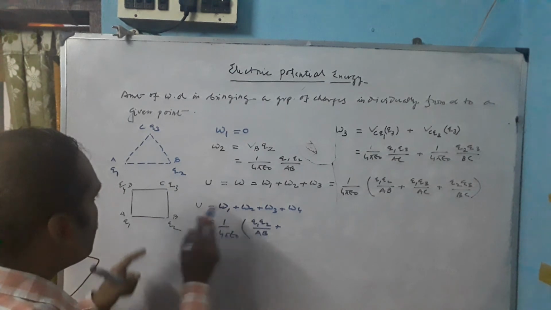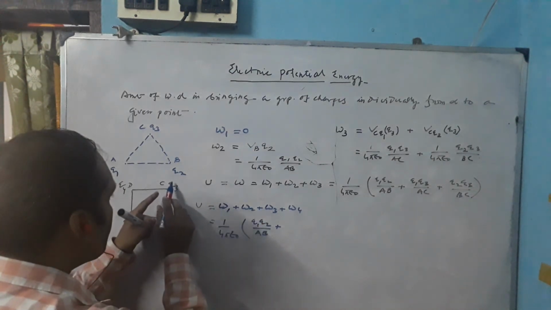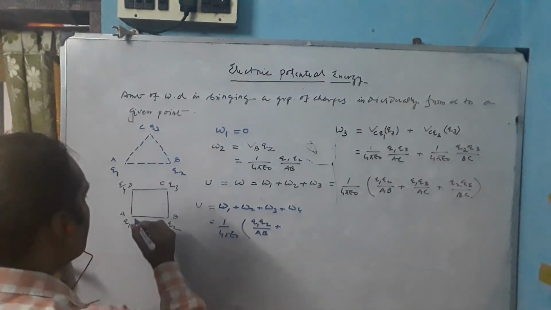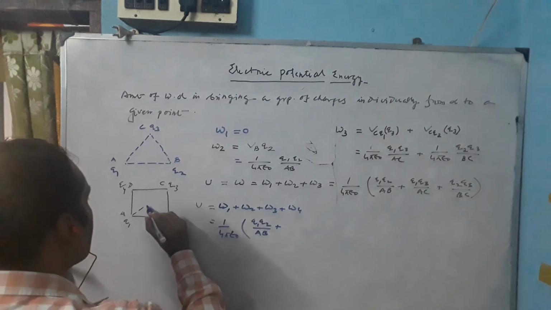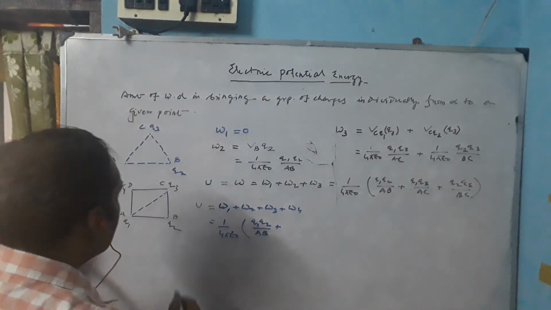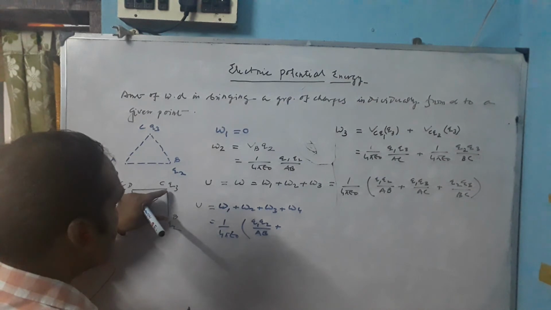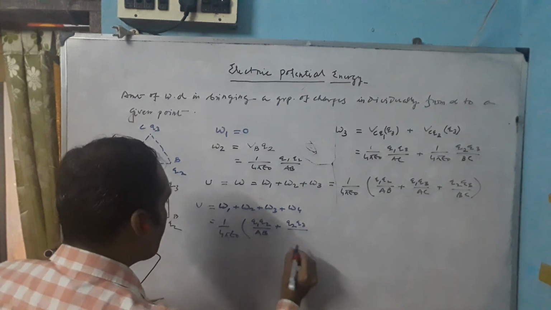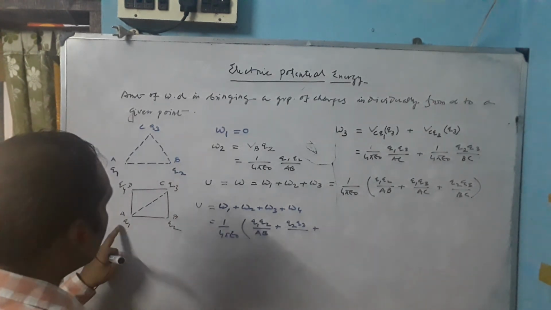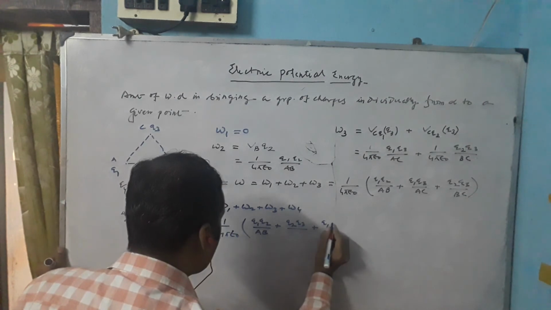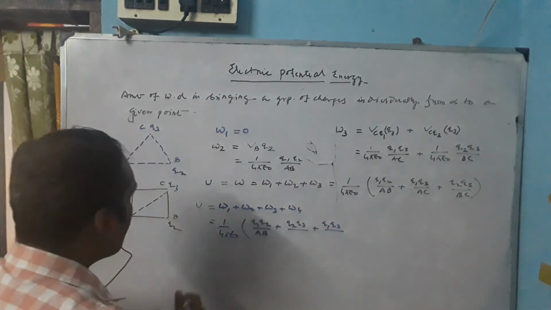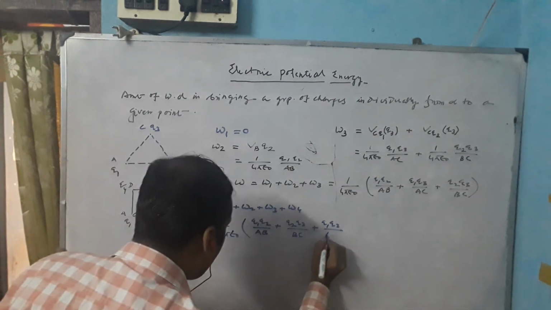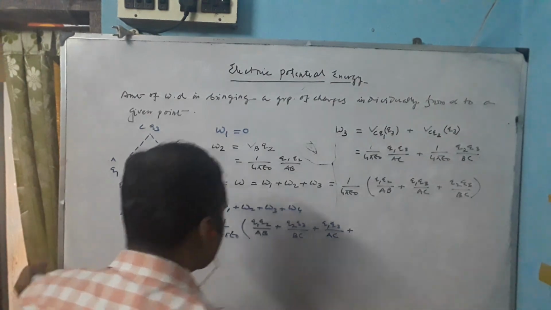Now for W3 we need to bring Q3. But in front of Q3 we have this and this. So we will use this distance also and this. That means Q2, Q3 plus Q1, Q3. 2 and 3 are separated by a distance of BC. 1 and 3 are separated by a distance of AC.